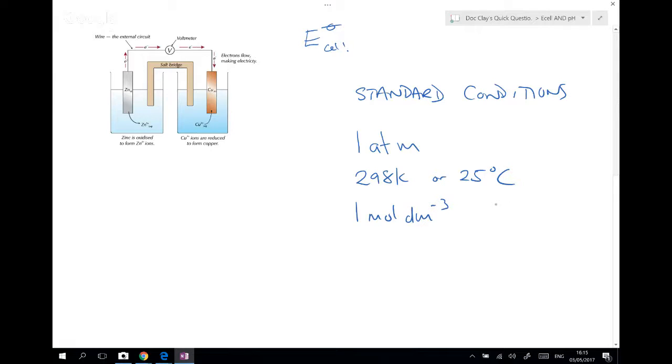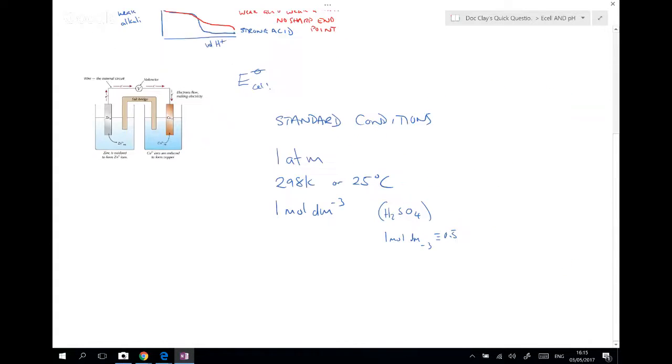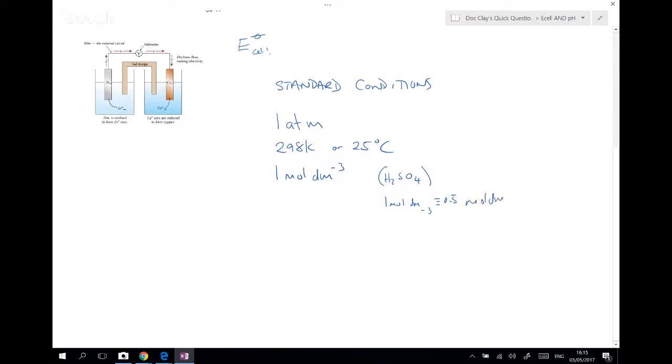Now just be aware of that, because if we're using, let's say, H2SO4, then to get 1 mole of hydrogen ions, it's equivalent to 0.5 mole dm-3 of H2SO4. So there is just something to be aware of there. 1 mole per dm-3 of hydrogen ions is equivalent to half a mole dm-3 of H2SO4. Okay, so that's the first thing we have to be aware of when we've got standard conditions.